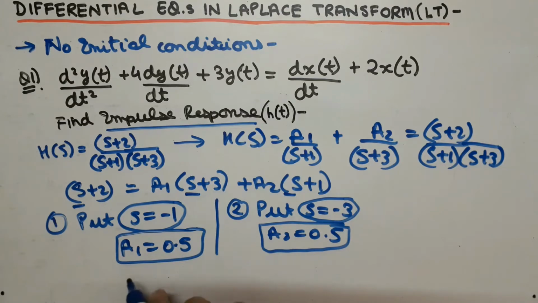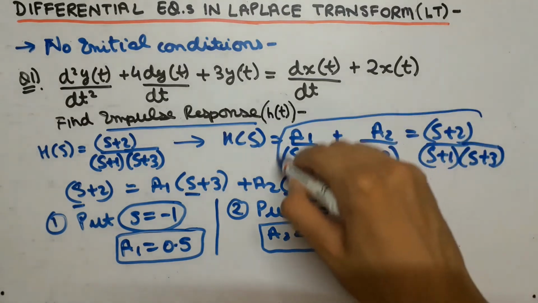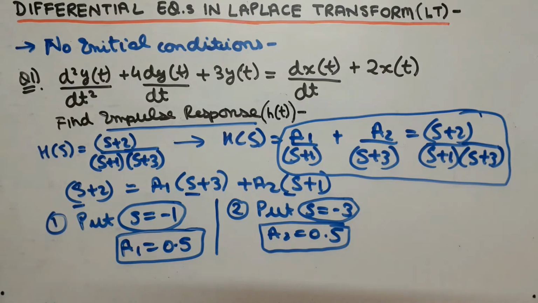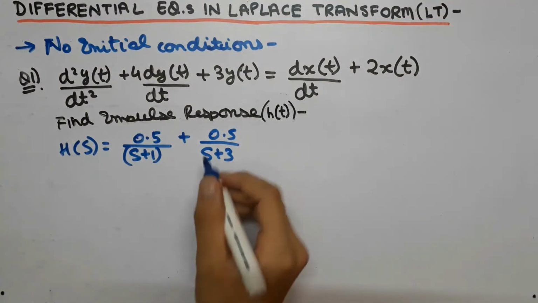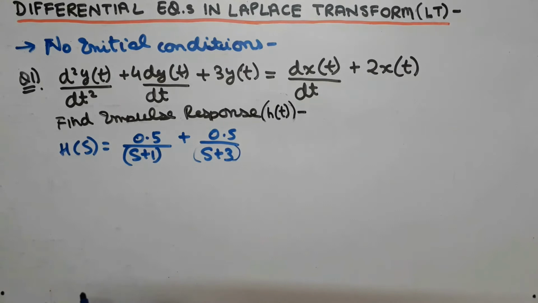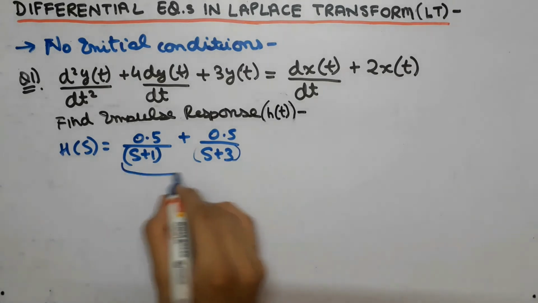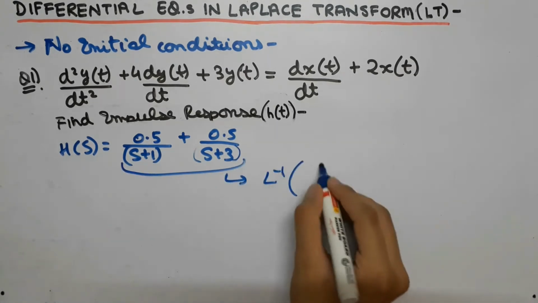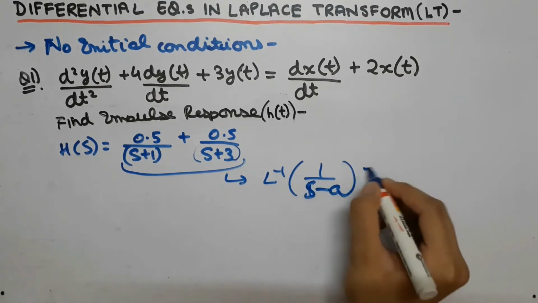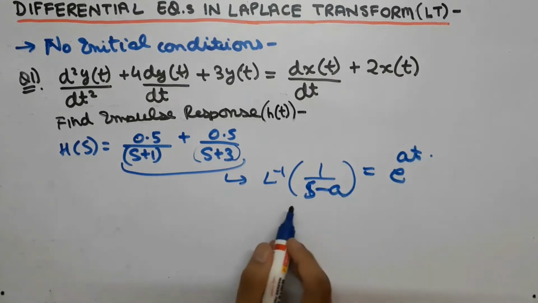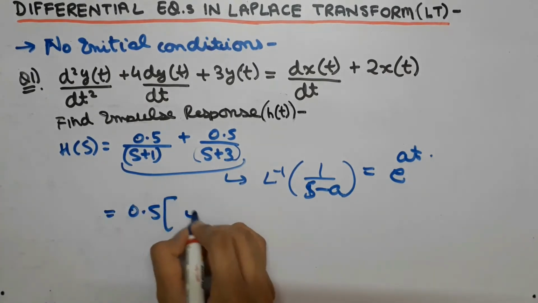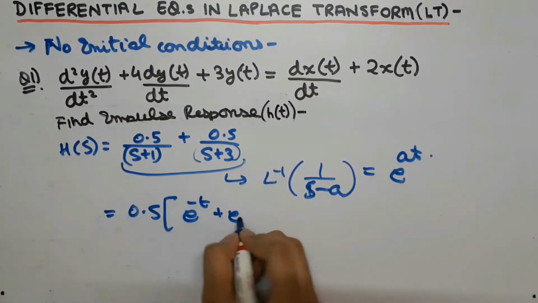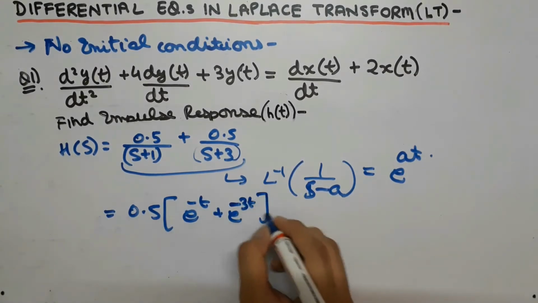Now guys, we have found the values of a1 and a2. We are going to put these values over here and get the value of h(t) using inverse Laplace transform formulas. On substituting the values of a1 and a2, you will get the equation as this. Now we perform the ILT: we will use L inverse of 1 upon (s − a) is equal to e to the power at. Applying this formula over here, you will get 0.5 into (e to the power minus t plus e to the power minus 3t) into u(t).